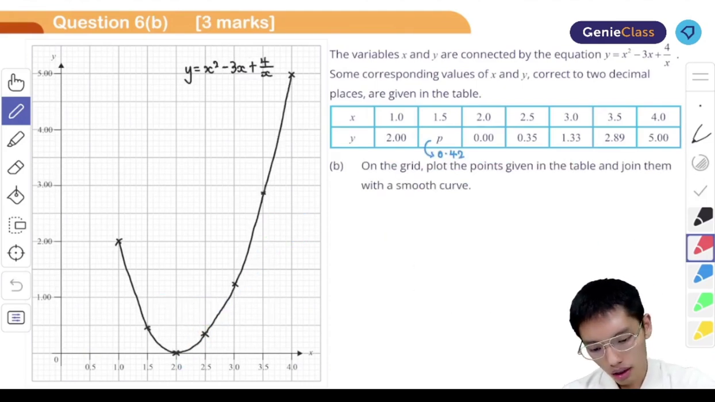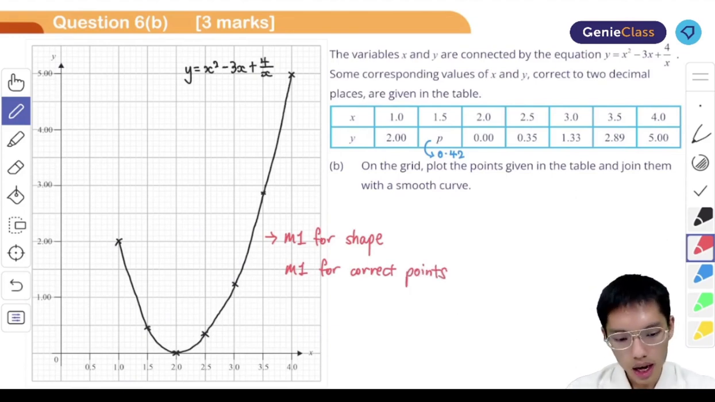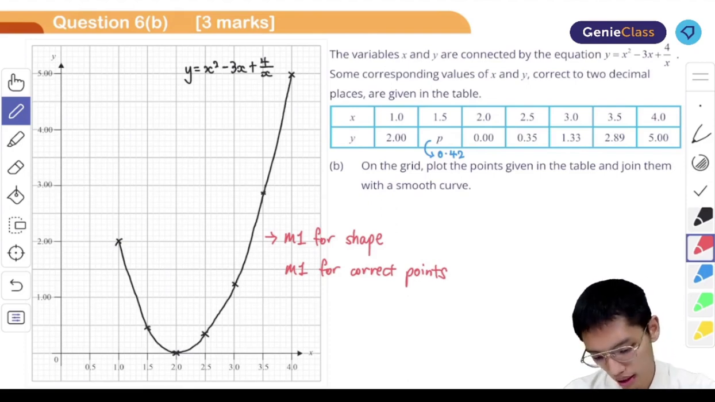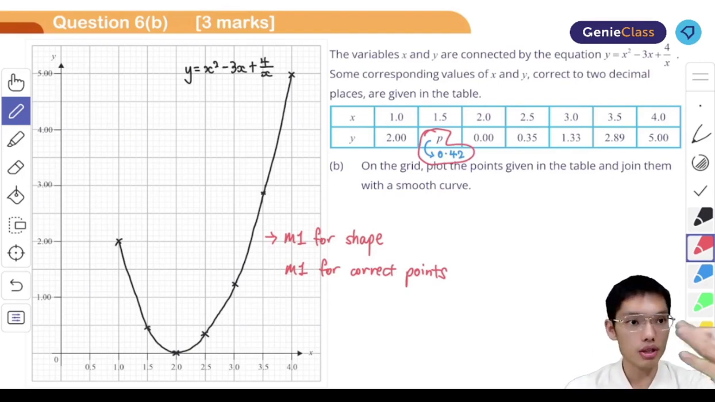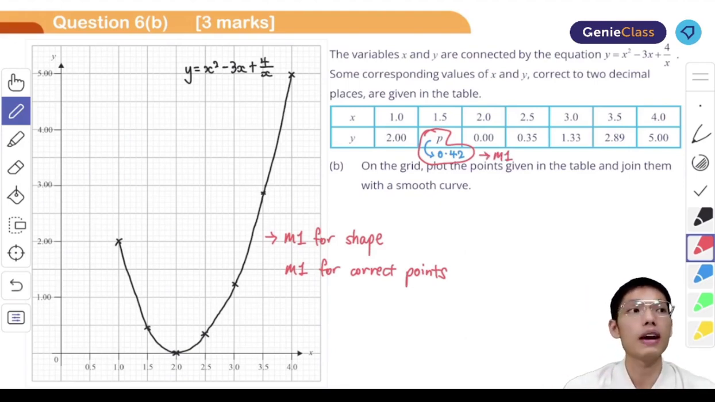It's 3 marks. What they are looking for: 1 mark for the shape. Let me just write this down. Sorry for going back. 1 mark for the shape, 1 mark for the correct points, and lastly, 1 mark for using the correct value over here. Make sure all the values are correct, because you're using 0.42, so that's where you carry it over from there. The 1 mark is for using this one. The previous one is only 1 mark, it's just evaluating.